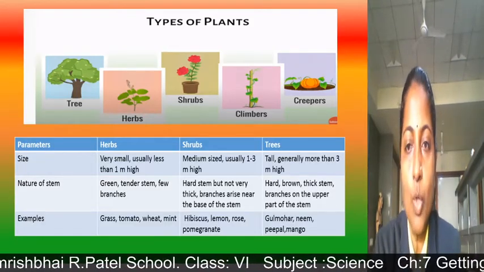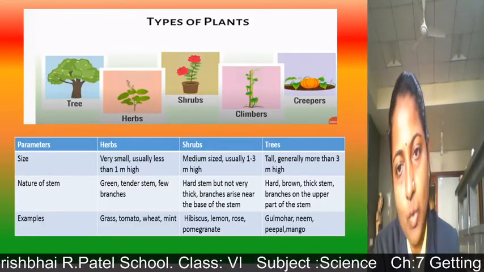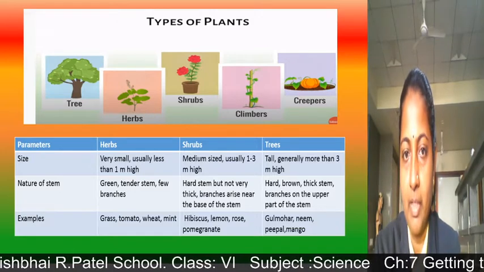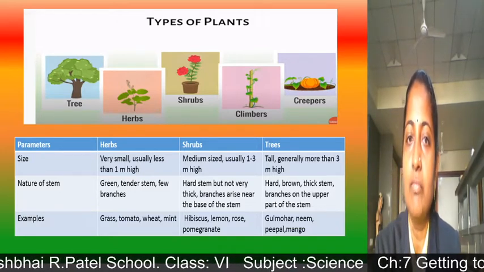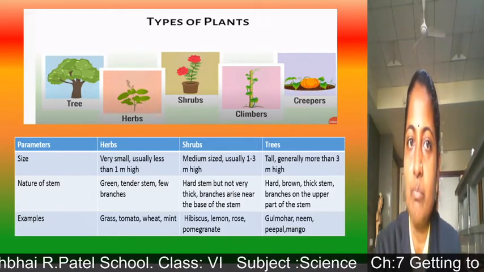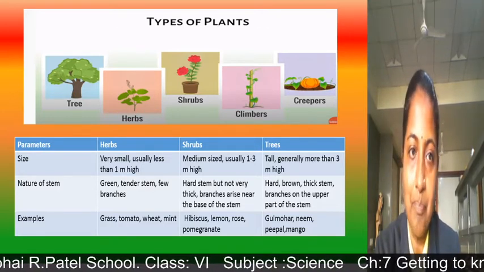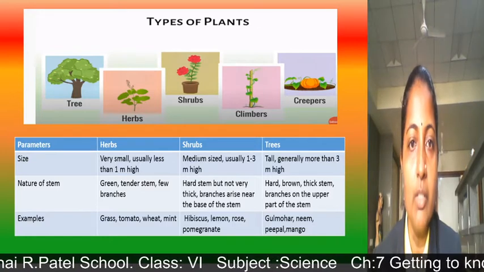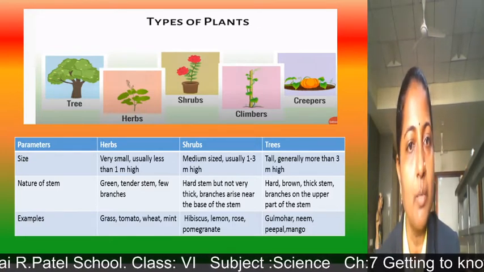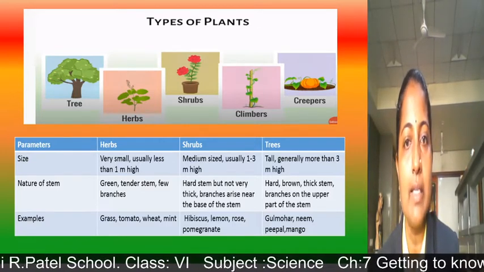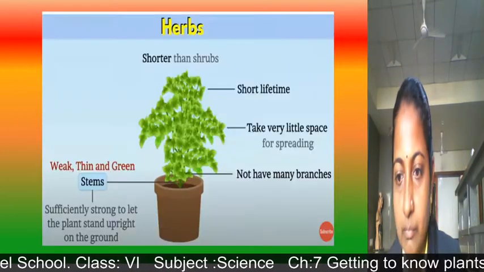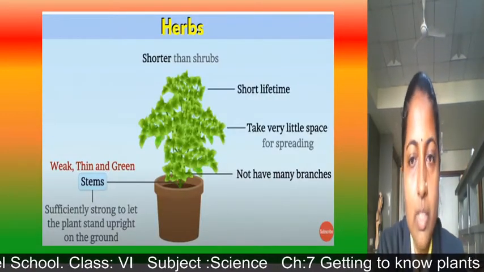Students, we see lots of plants around us. Some are small, some are big. And depending upon their characteristics, different types of plants are there. So we will see one by one. So here you can say children, trees, herbs, shrubs, climbers and creepers. So now let's see about herbs.